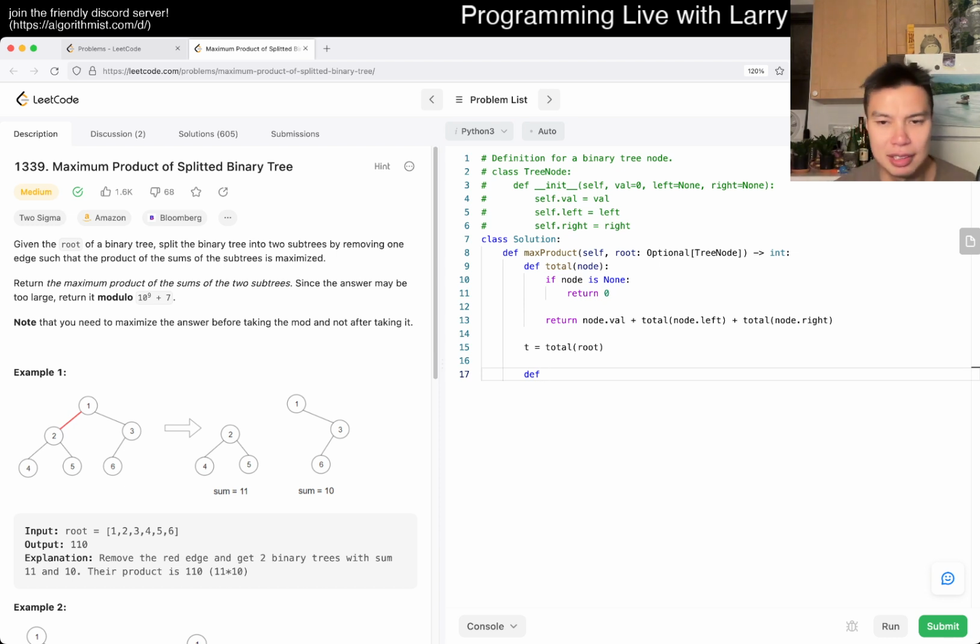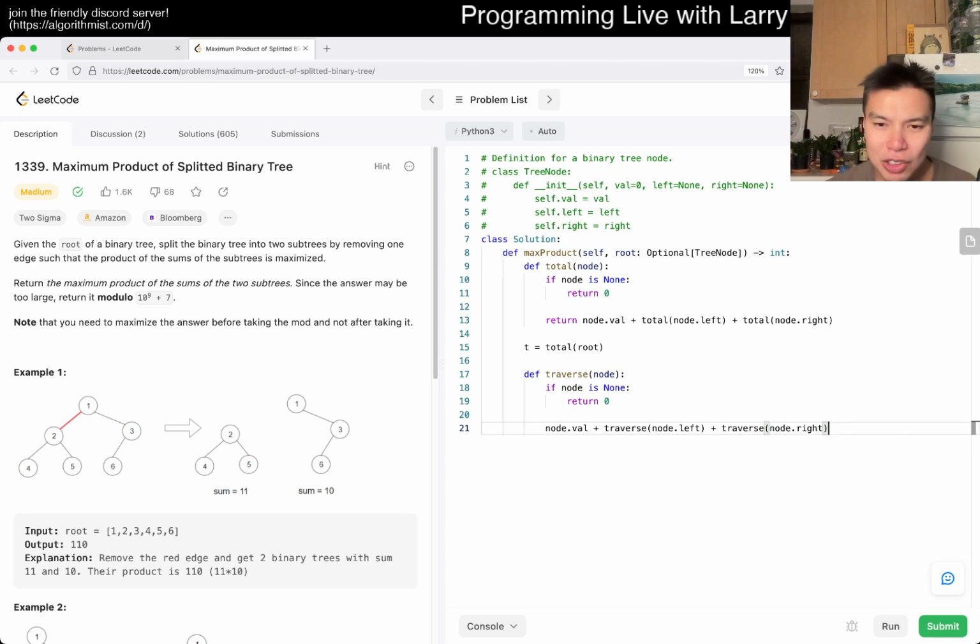So basically, let's just get traverse of node, and maybe we could just use T from above. You could also pass it in if you like, but it doesn't really matter either way. If node is none, then we return 0. Again, this is to return the sum of the subtree, right? So node.value plus traverse node.left plus traverse node.right. And you could probably put it in one function, but that's fine.